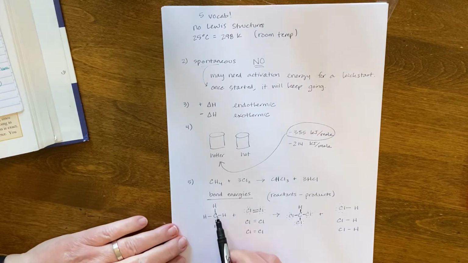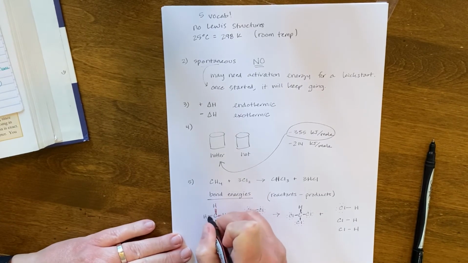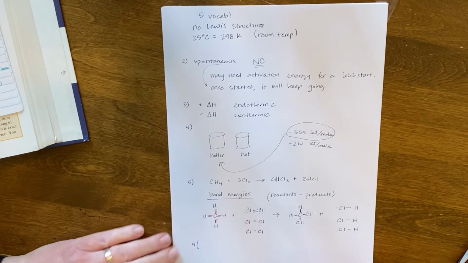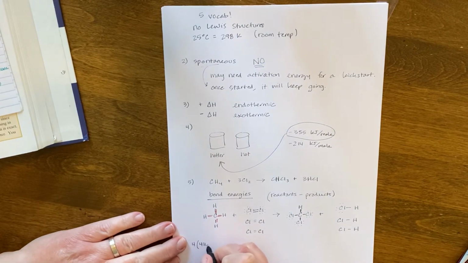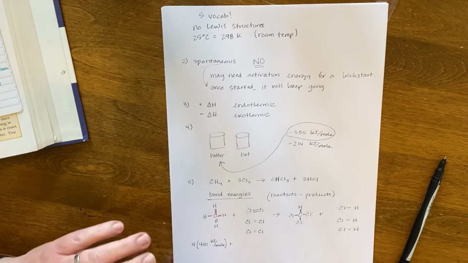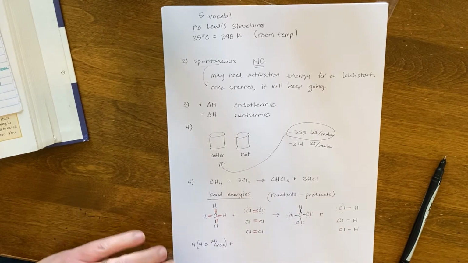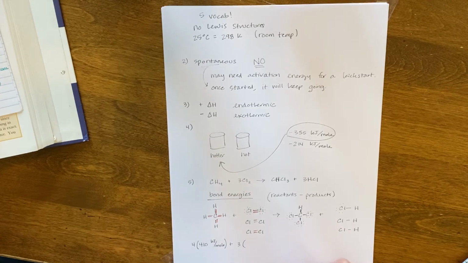Okay, so I have 4, right here, I have 4 single bonds between hydrogen and carbon. All right, so I have 4 of those. Now I'm going to look at the table. Hydrogen and carbon is 410 kilojoules per mole. Okay, then I have double bond here, double bond here, double bond here. So I have 3 double bonds between 2 chlorine atoms.